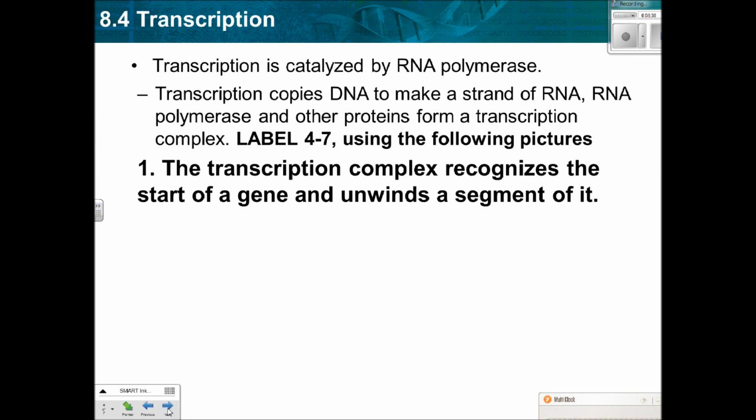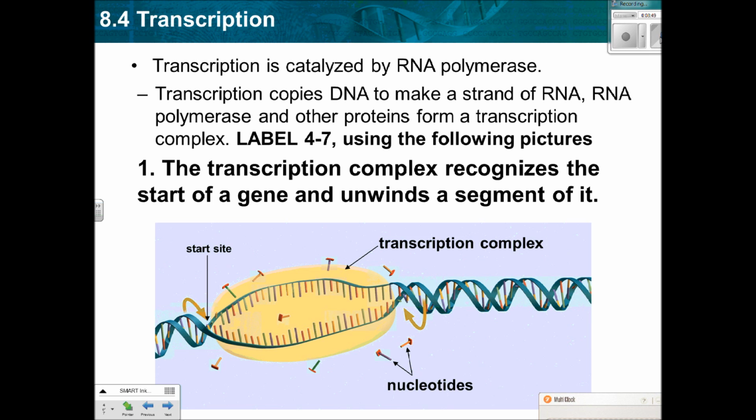Okay, so now, when I have these instructions, you guys, of labeling 4 through 7, it's going to take 2 pictures. So just label what you can from this picture. So this big blob has RNA polymerase in it and a couple other enzymes. I don't need you to really worry about it, but these are the enzymes that are allowing transcription to take place. They're building the messenger RNA.